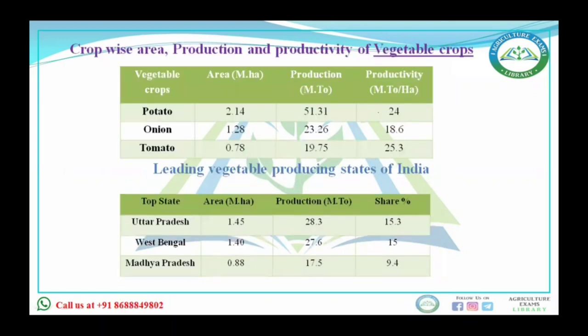Now, when you talk about vegetable crops, the highest area is covered by potato, with an area of 2.14 million hectare, production of 51.31 million ton, and productivity of 24. The highest area is covered by potato, then onion. Then, among the leading vegetable producing states, the state with the highest area in vegetable crops is Uttar Pradesh, and also the highest production. The percentage share of Uttar Pradesh is 15.3%. You can see the data.